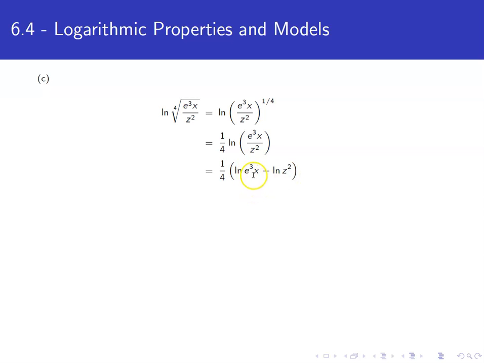This here is now a product. So we get 1/4 natural log of e cubed plus natural log of x for that first term. We have a z squared in the second term, so we can bring the 2 down in front and get minus 2 natural log of z. Finally, remembering that natural log is log base e, natural log of e cubed is just 3. So we get 1/4 times 3 plus natural log of x minus 2 natural log of z.